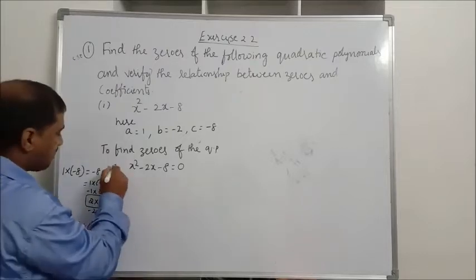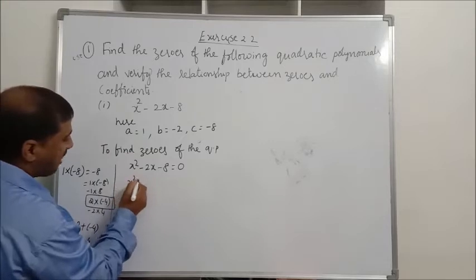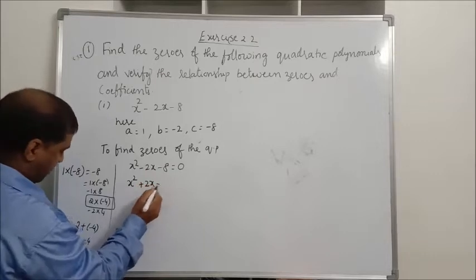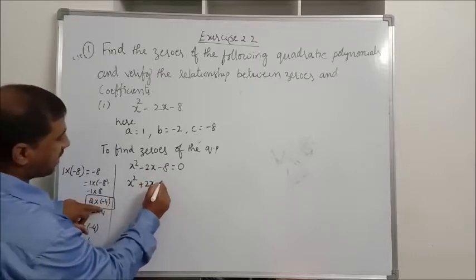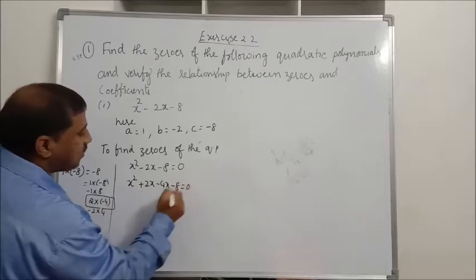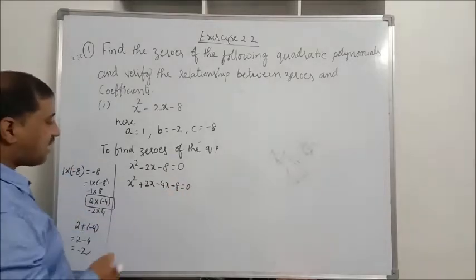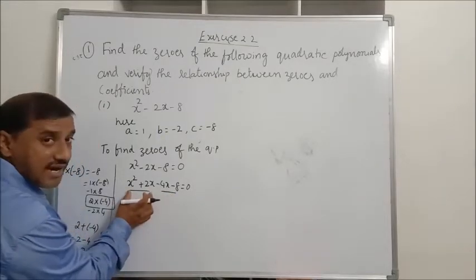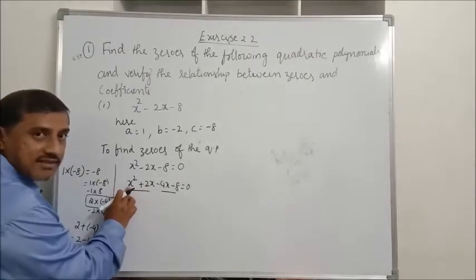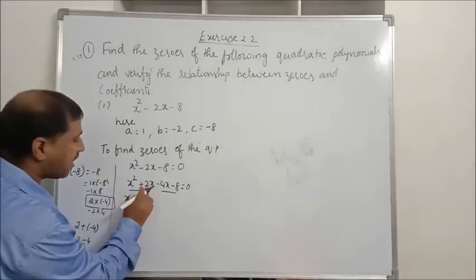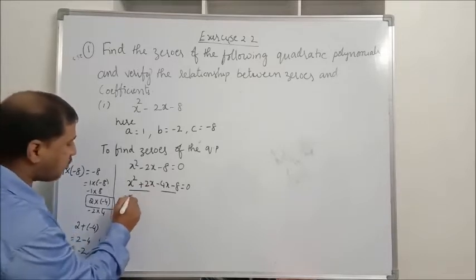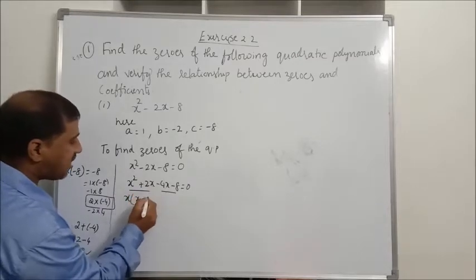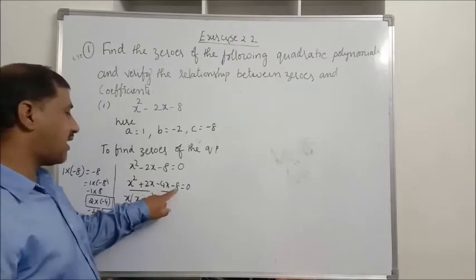So like that we split the middle term. Then we get x square, and this minus 2x we write as plus 2x minus 4x, minus 8 is equal to 0. Like this we split the middle term and write the factors. Now take the first two terms and the next two terms and identify the common term. Here x square is x into x, and 2x is 2 into x. x is common in both terms, so take x common, and what is left is x plus 2.